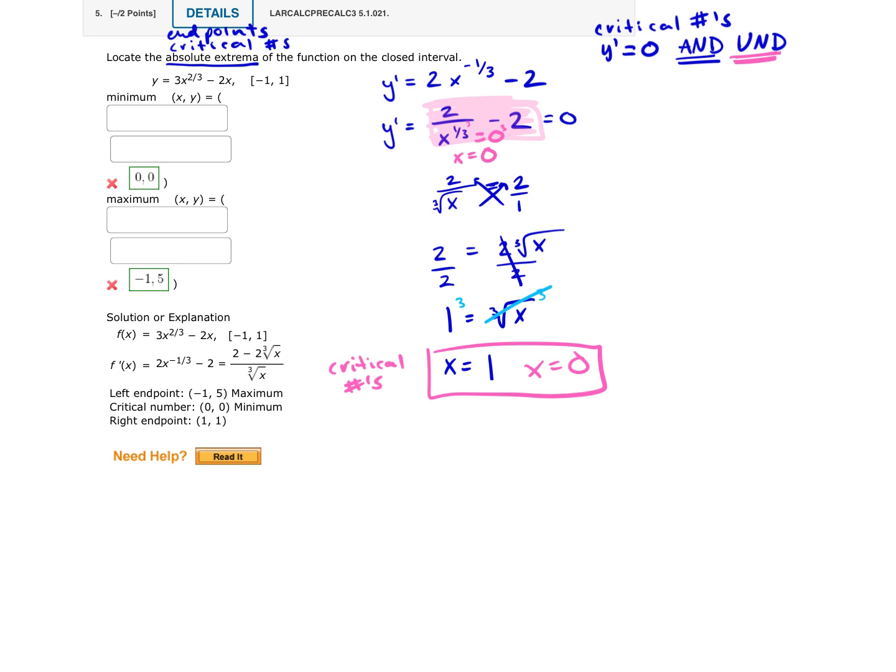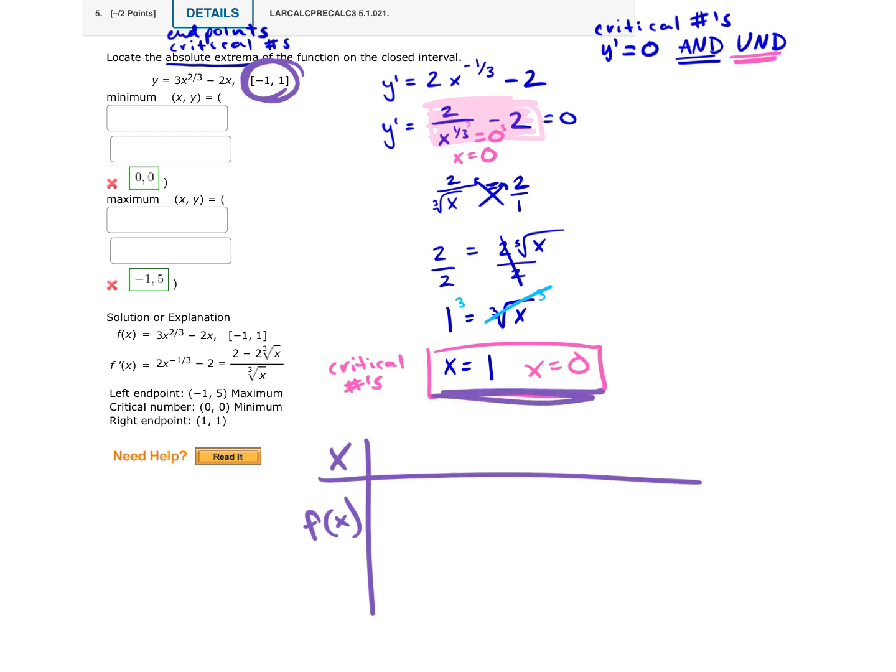So we have to set up our little table, find our highest y values and our lowest y values. So for x's on the table, we're going to put our endpoints and our critical numbers. So -1, 0, and 1.